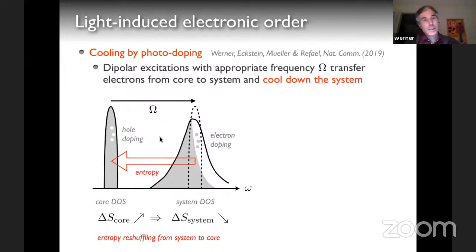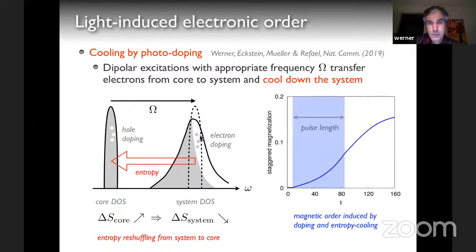And if you now imagine that we can implement this photodoping process in such a way that the total entropy of the system, which means the entropy of this, say, core band and this system here, is conserved, then the increase of the entropy in this core band implies a decrease of the entropy in the system. So there is a substantial entropy reshuffling from our system to the core band, and this allows the system to cool down. And this cooling effect is pretty strong, and it allows us to break symmetries.